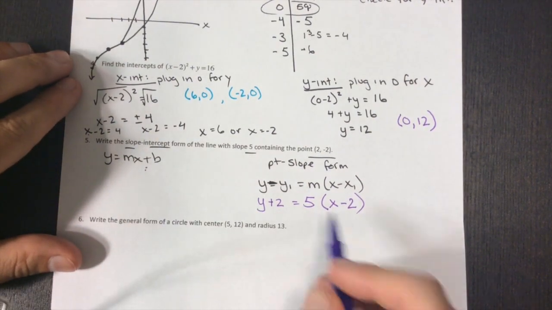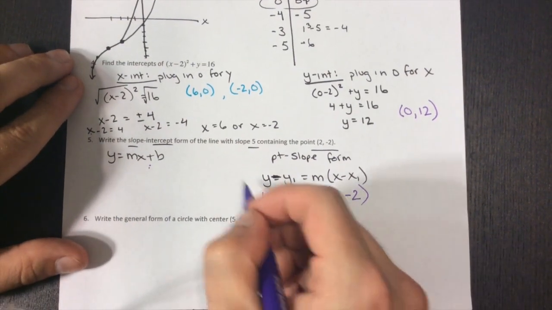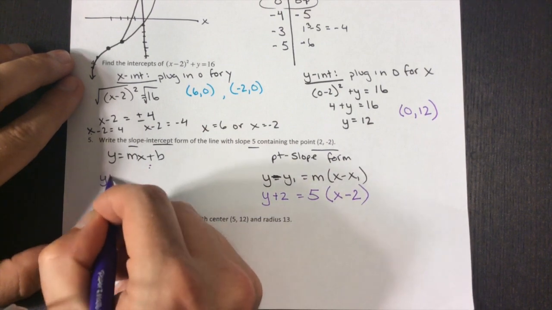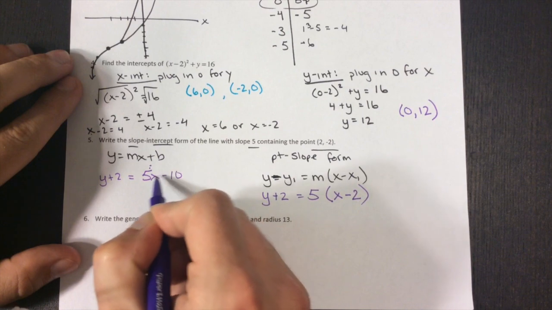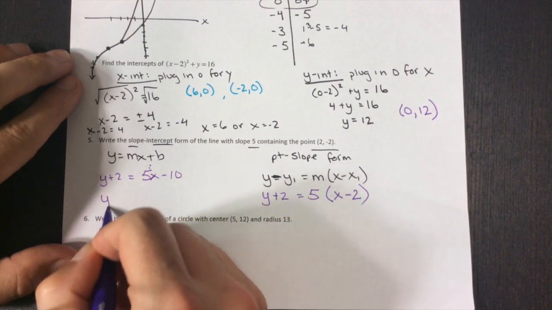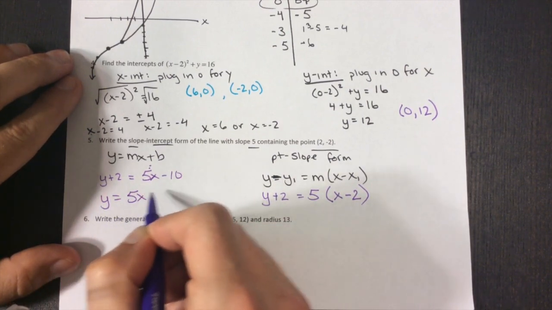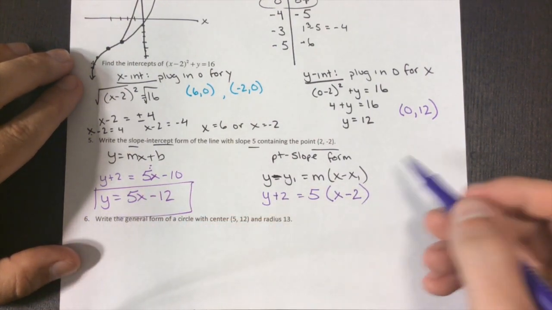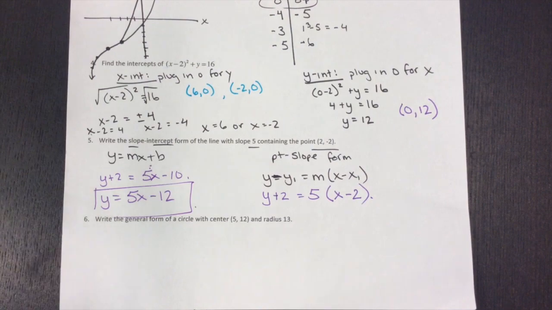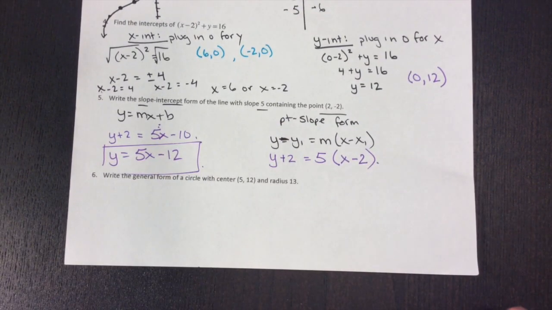So I'm going to first distribute that 5. I'm going to write that over here. So I have y plus 2 equals 5x minus 10. Then I'm going to subtract the 2. So I get y equals 5x minus 12. That's in slope-intercept form. It took me all of 1, 2, 3 steps. So pretty straightforward. Last one on this page.